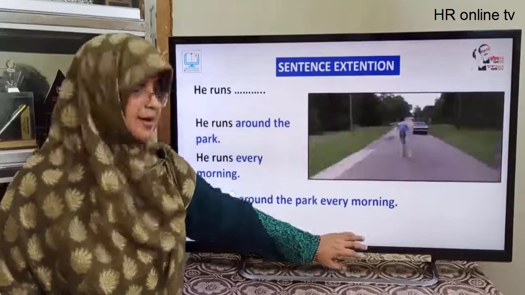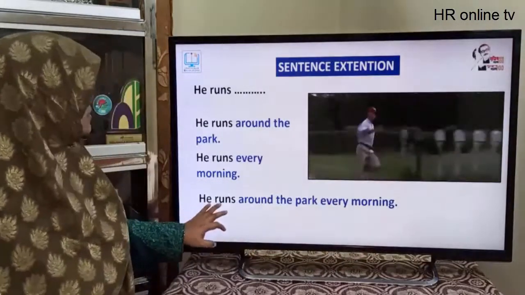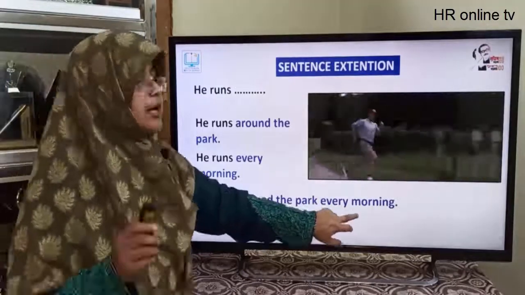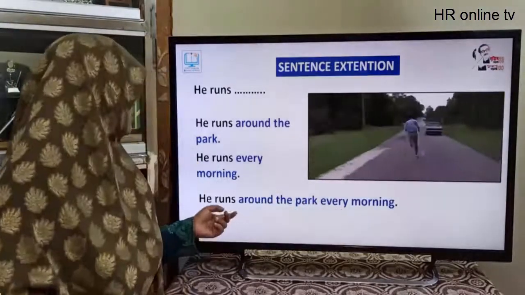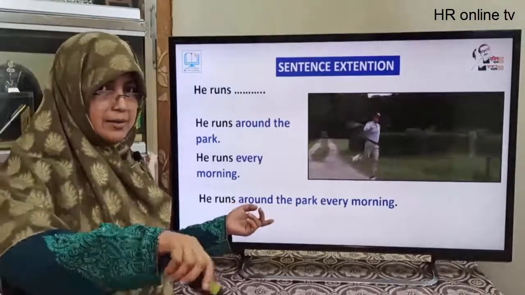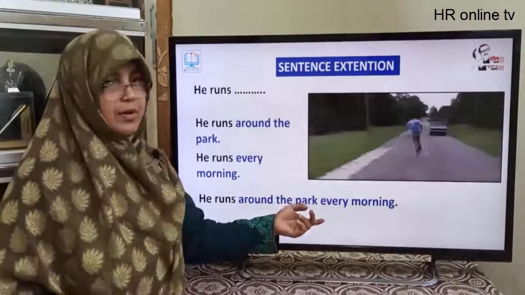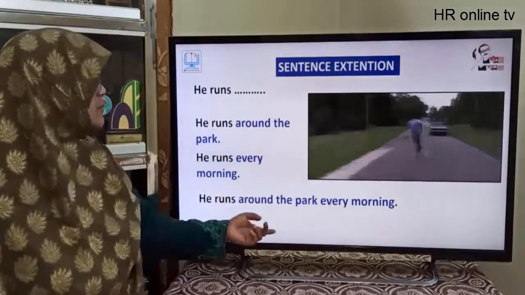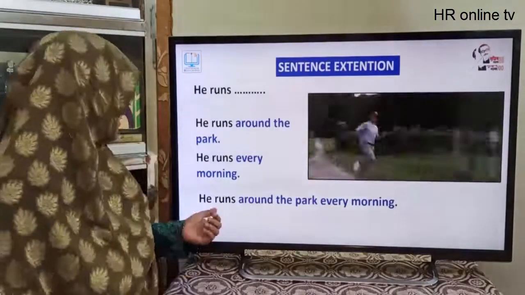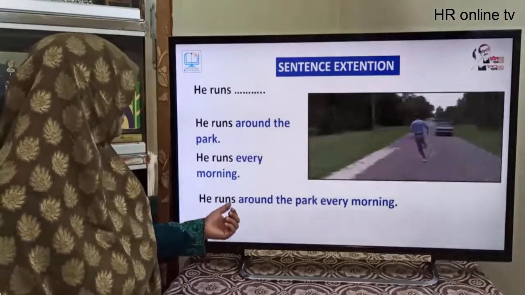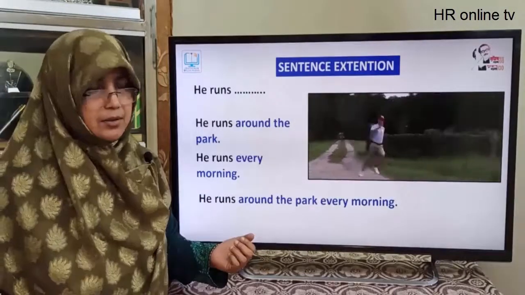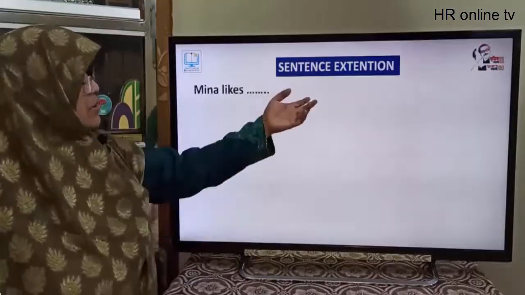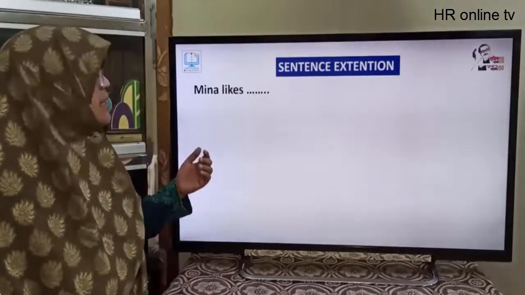It's also okay. So he runs where? Around the park. When? Every morning. So it gives more information regarding he runs. It's okay. Okay, let's see more examples in sentence extension.